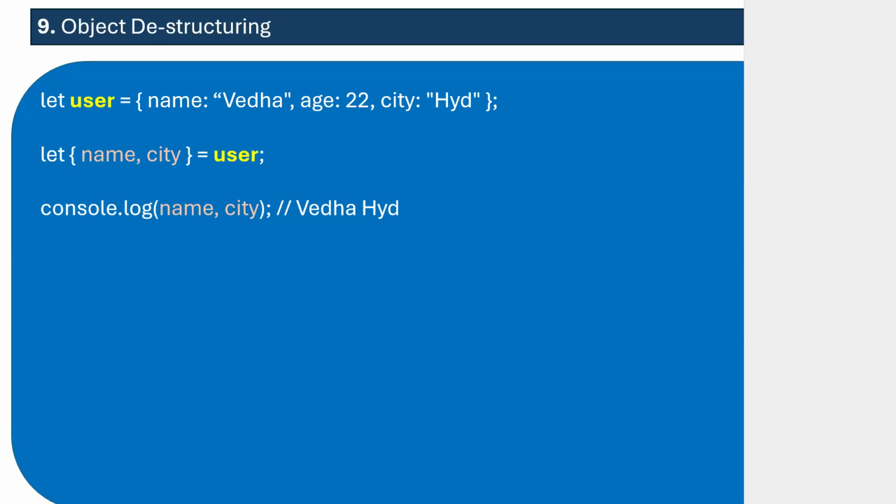See, user is a big object. Imagine we have 3 keys, but I need only 2, name and city. So then what you can do, let, in curly braces you can get name and city, equal to user. In user, we know we have 3 keys, but among the 3, only 2 will be fetched because you have given only the 2 keys. Now, if you print that name and city, you'll get those values only.